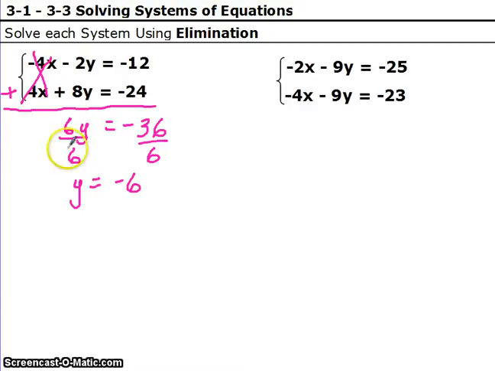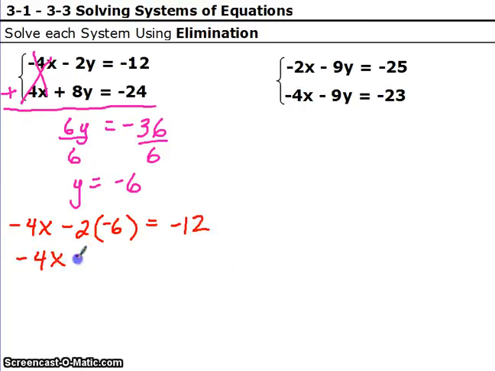Okay, you're not done yet. That's halfway done. Now we have to plug y back into either one of the original equations. It doesn't really matter which one. Okay, I'm going to choose the top one just because the numbers are a little smaller. Smaller numbers are easier to work with than bigger numbers. All right, so that's negative 4x minus 2 times y, which we now know is negative 6, equals negative 12.